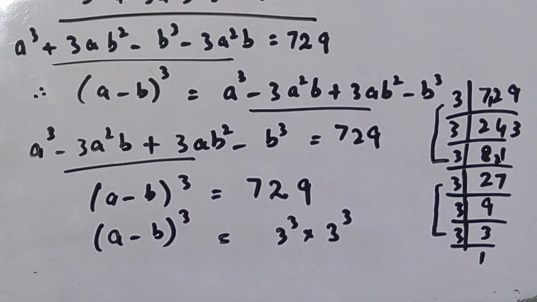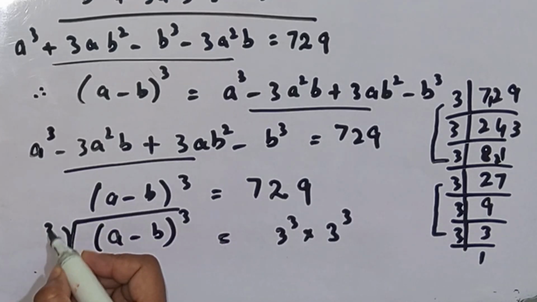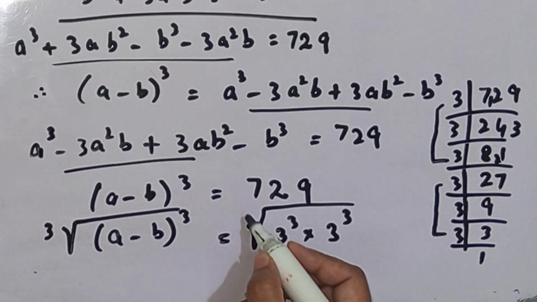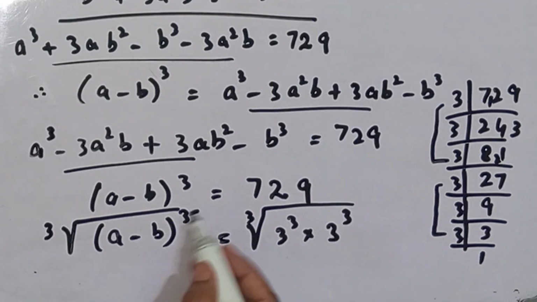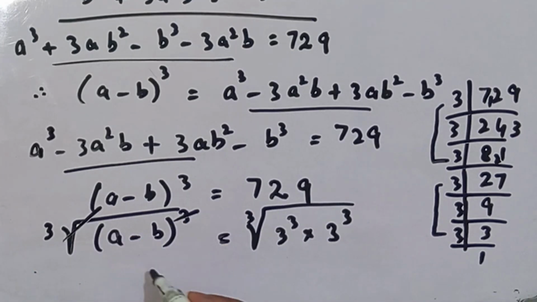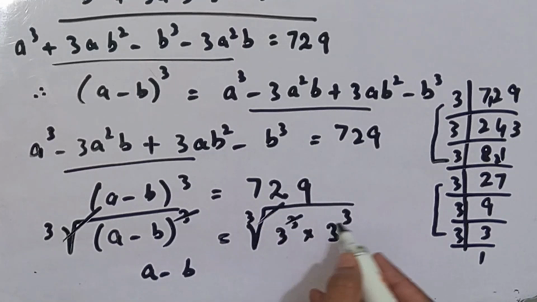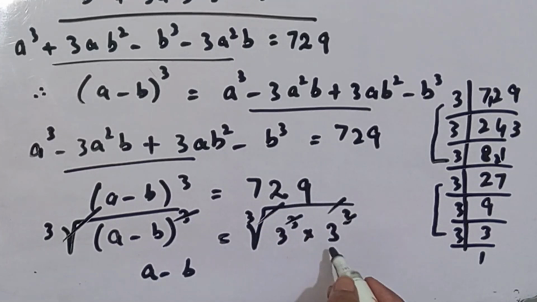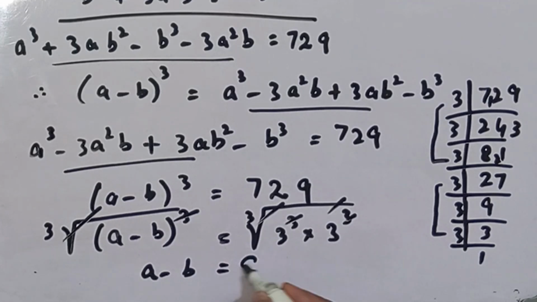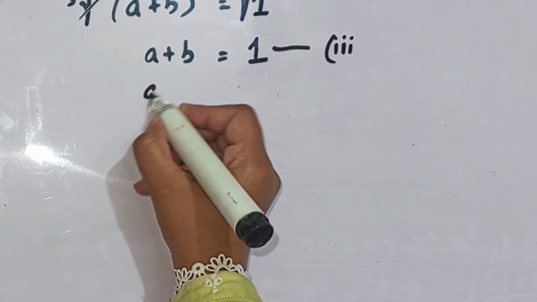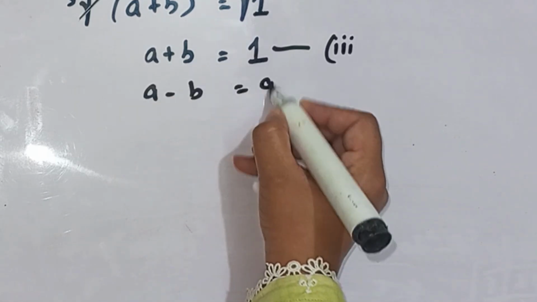To remove this cube, we take a cube root on both sides of this equation. The cube and cube root cancel, so here we get a minus b. On the other side, the cube and cube root cancel, and we just get 3 multiplied by 3, which is equal to 9. This is our equation 4. Now we use equations 3 and 4 to find the values of a and b. Equation 3 is a plus b equal to 1 and equation 4 is a minus b equal to 9.